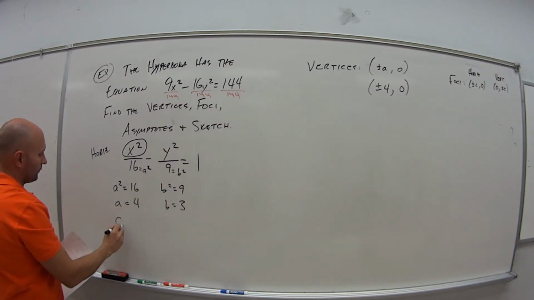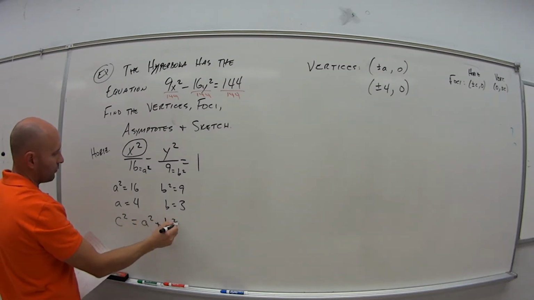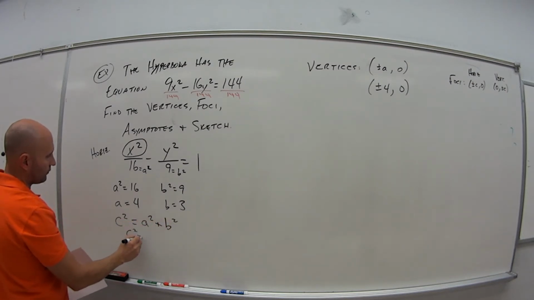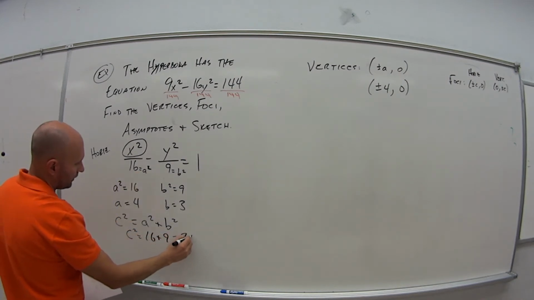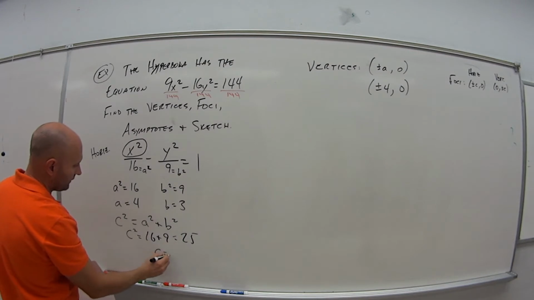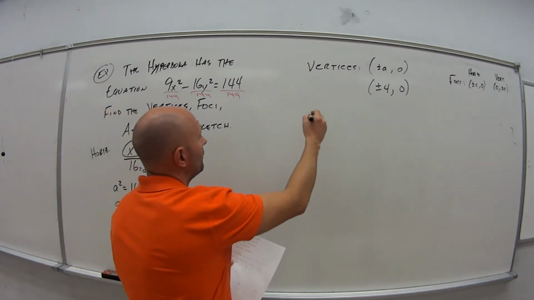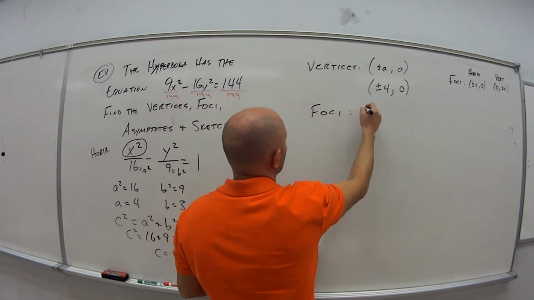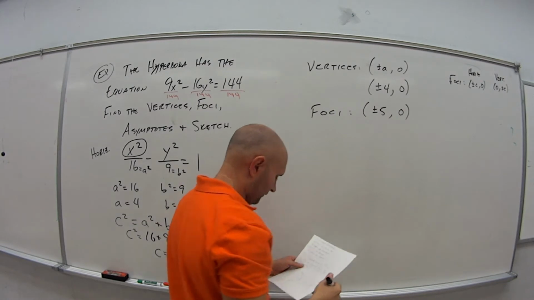So we need our value for c. Well, we know c squared is a squared plus b squared. So that means c squared is 16 plus 9, which is 25. So that means c is equal to 5. So our foci are going to be plus or minus 5 and 0.